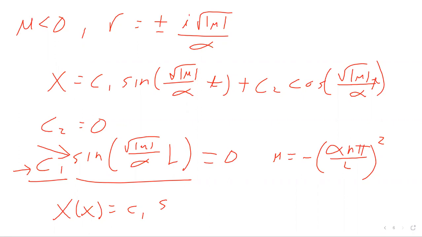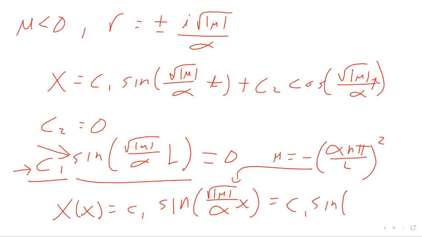And then we just have to look at our mu. And if we plug our mu into this, it's going to simplify to this, where our n is going to be 1, 2, 3, positive whole numbers going along.